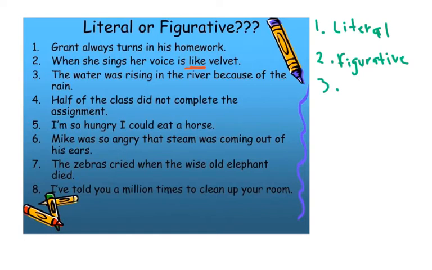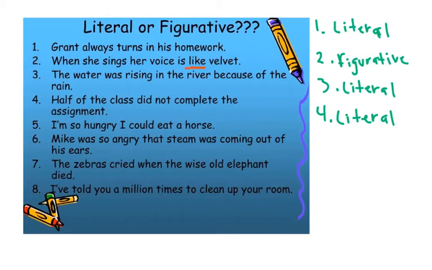Number 3, the water was rising in the river because of the rain. Well, that makes a lot of sense. Rain would make a river rise. So let's go with literal. Number 4, half of the class did not complete the assignment. Well, I think that we're going to all agree that this is, again, literal. Half, that's not an unreasonable number. I'm sure that happens sometimes where half the class doesn't complete an assignment. Not this class, of course.